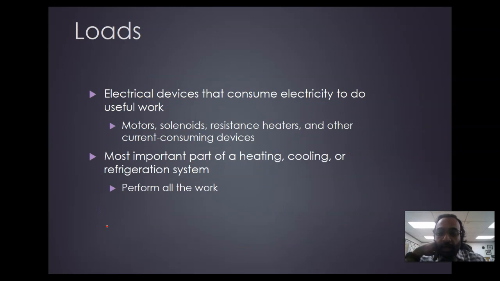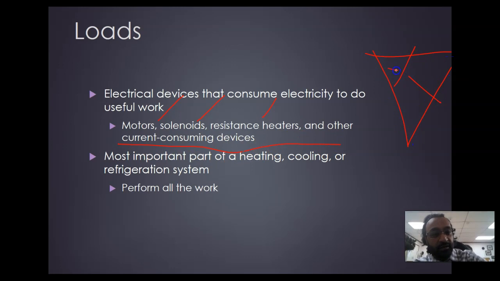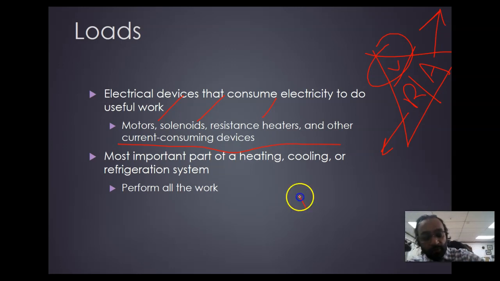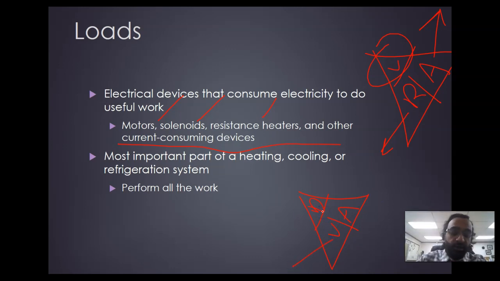So loads are electrical devices that consume electricity to do useful work. Examples: motors, solenoids, resistances, heaters, and other things that consume current. And again, we go to the loads here: current and resistance. You're supplying the voltage, and the resistance is constant in a way, and the amperage is what you are using at this voltage. So this is what you end up using power from, using the power law. In the power law, the power using current and voltage is how much current you consume.